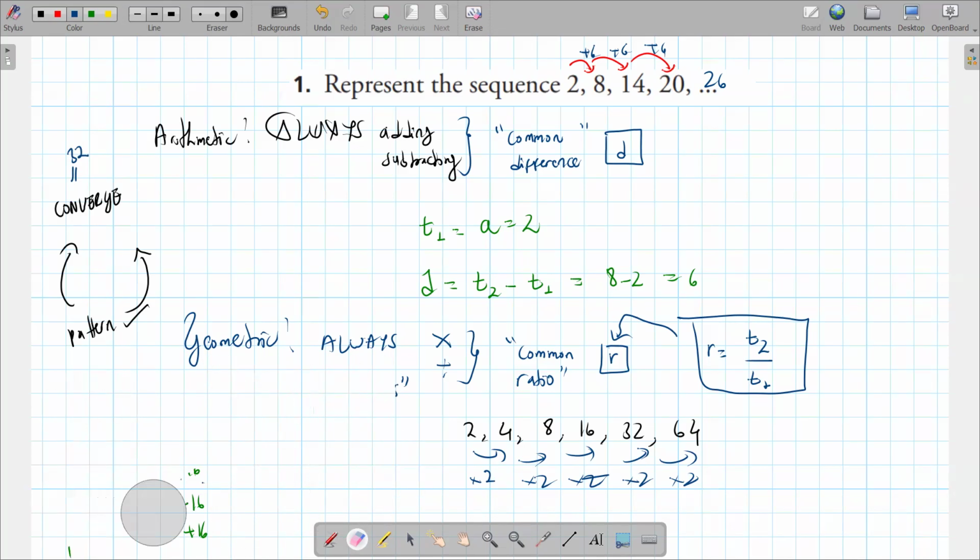I'm going to show you the notation as well. Wait, are you recording? I think I am. Yeah. Okay.